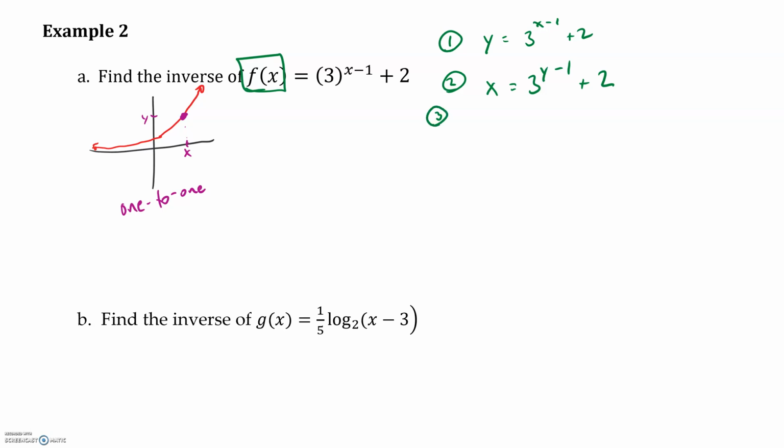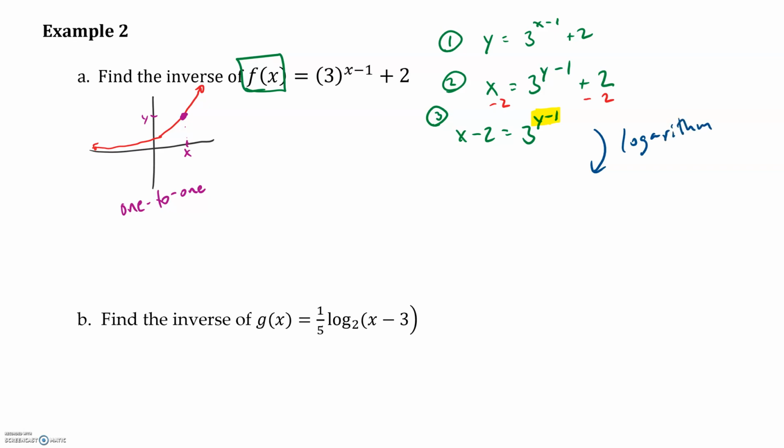And so our first step is just a regular sort of arithmetic thing. I can subtract 2 from both sides. I get x minus 2 equals 3 to the y minus 1. But now y minus 1 is up in this exponent, and so to get to that, I need a logarithm. And so this next step is going to be a logarithm step.